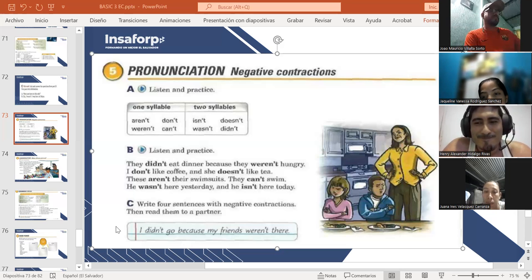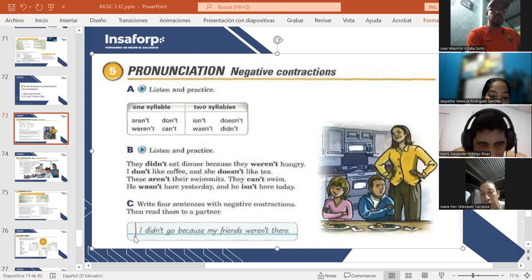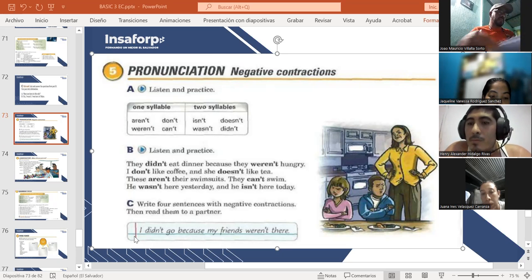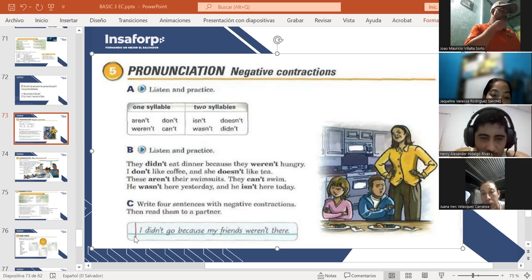Okay. Now, write one sentence similar to the example. Miren acá cómo está. Que tenga dos abreviaciones, or two contractions. I want a sentence that has two contractions, okay? Like the example: I didn't go because my friends weren't there. Write it, please.